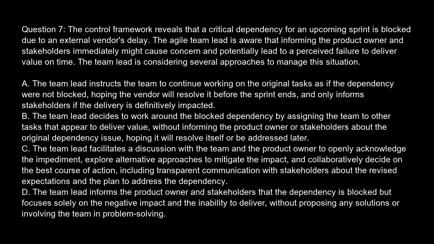Option C. The team lead facilitates a discussion with the team and the product owner to openly acknowledge the impediment, explore alternative approaches to mitigate the impact, and collaboratively decide on the best course of action, including transparent communication with stakeholders about the revised expectations and the plan to address the dependency.